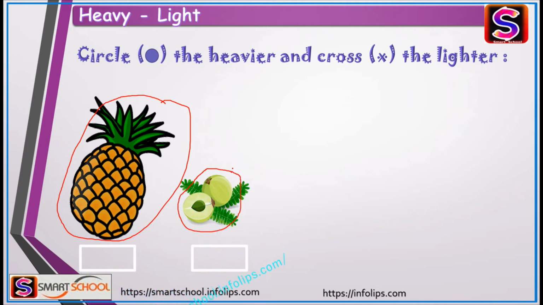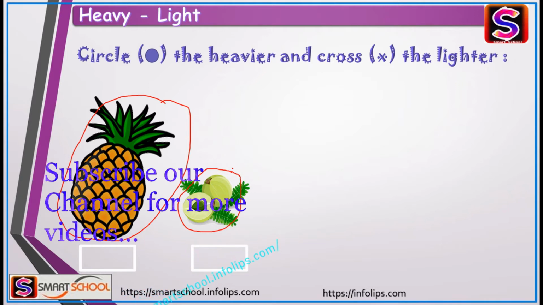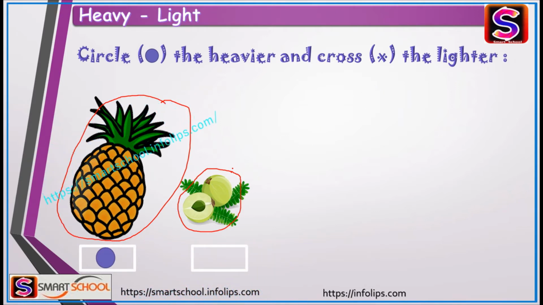So that's why we can say pineapple is heavy. Right. So pineapple is heavy. That's why we put a circle on the pineapple, and olive is light. So we will put a cross on the olive fruit. Okay. Let's see one more example.